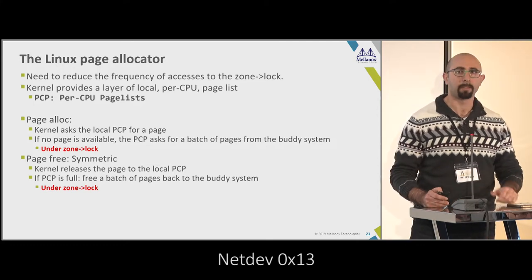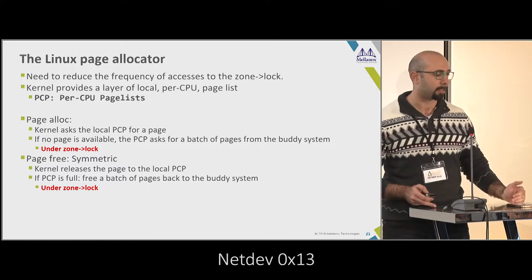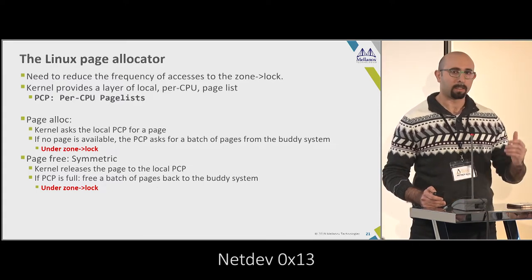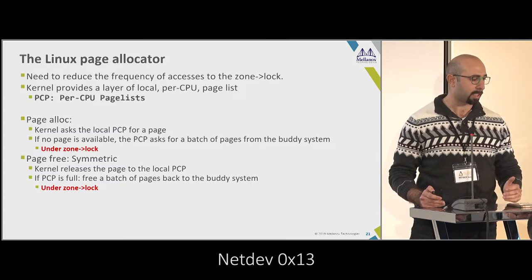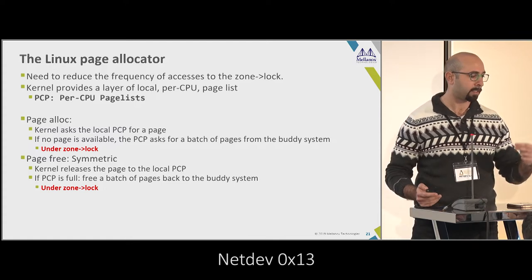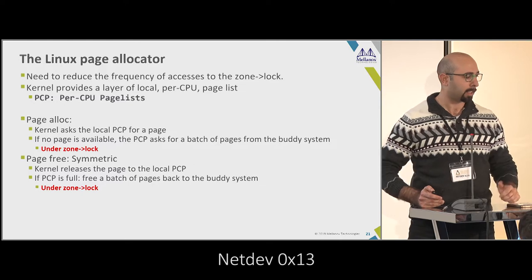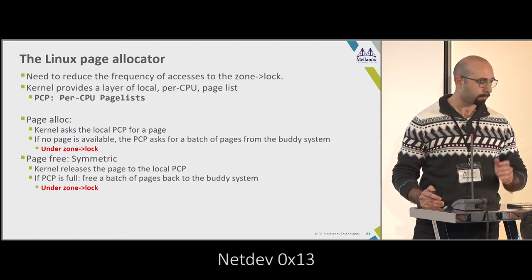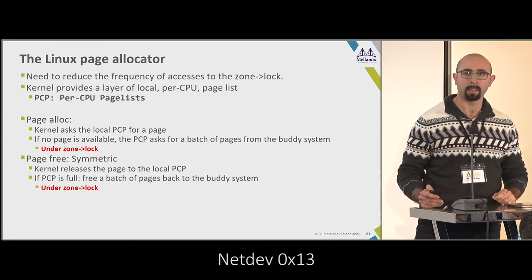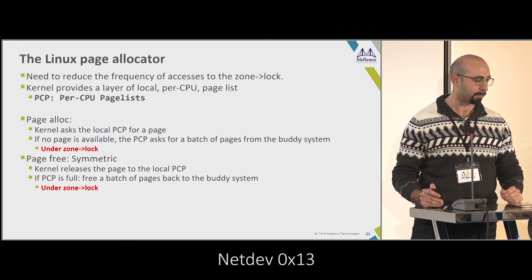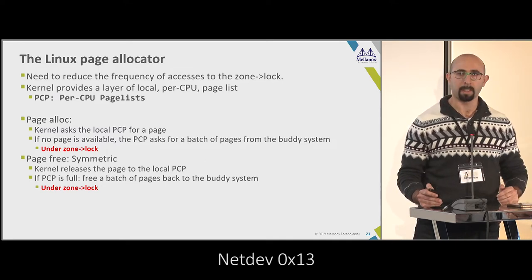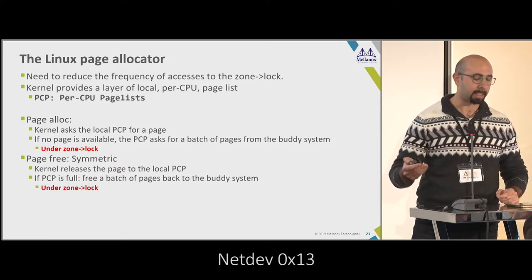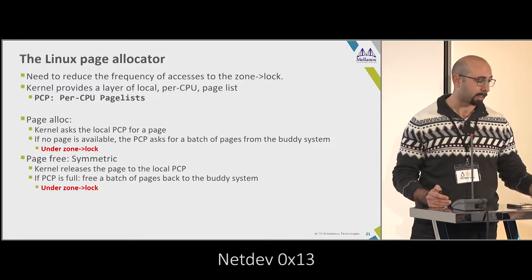To reduce the frequency of accesses to this shared resource, the kernel provides a layer of local per-CPU page lists, PCPs in short. So for a page allocation request, the kernel asks the local PCP for a page. If there is some page available, then we're done. If not, the PCP asks the buddy allocator for a page. And this is done under zone lock. Same thing in page free, very similar. Kernel releases the page back to the local PCP, and then if this PCP is full, then the PCP releases the pages back to the buddy system. This is done under zone lock.